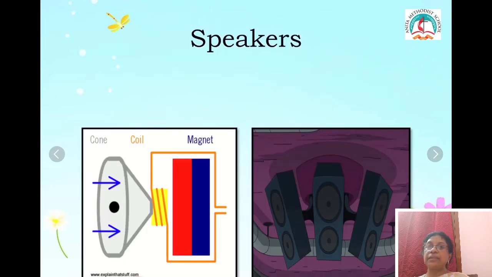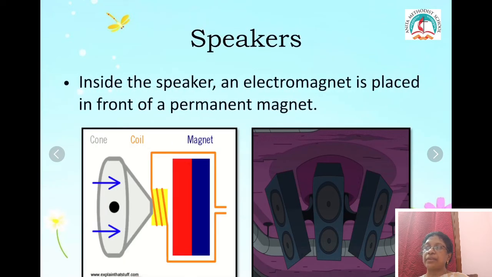Next, let us look at speakers. How does a speaker work? What is the principle behind the working of a speaker? A speaker also works based on electromagnetic induction. Inside a speaker, you have a permanent magnet, and in front of the permanent magnet you have an electromagnet. What is an electromagnet? An iron core can be wound with wires that carry current, and it is connected to an external source.